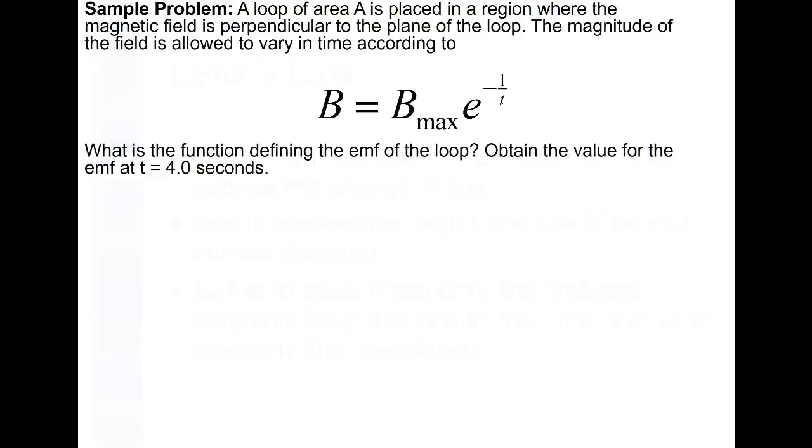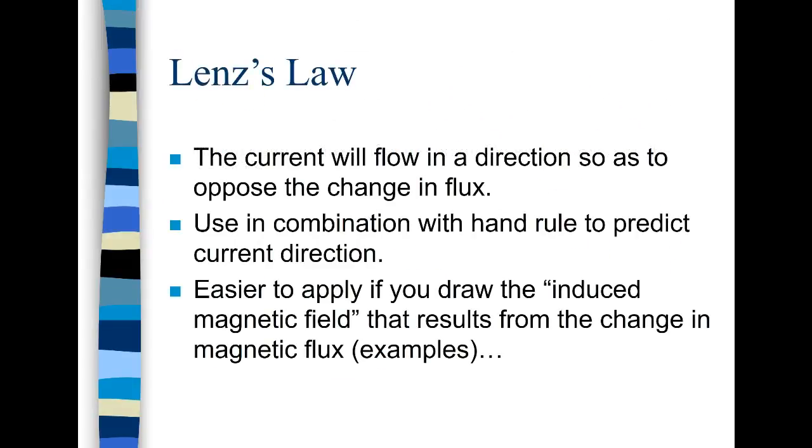Okay, but the main topic of today's lecture is Lenz's law, which states that the current is going to flow in a direction so as to oppose the change in flux. We're going to use this with the right-hand rule to predict the current direction. So this is going to be our third right-hand rule.